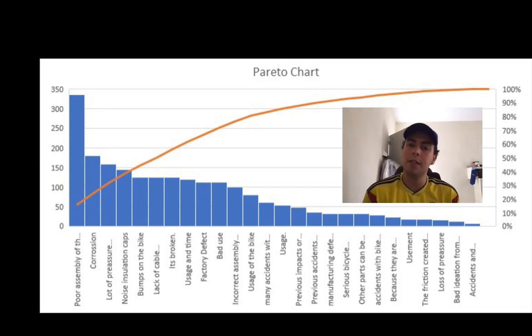Taking into consideration the analysis made in this activity, we can now use a graphic tool to model and prioritize the few causes that are generating the common effects that can lead to a failure of the bike. For this analysis, we use the Pareto diagram, which shows us the main causes of the failures on the bike, which are, first, the poor assembly of the bicycle parts, also corrosion, a lot of pressure applied to the tire, noise, insulation cams, bumps on the bike, lack of cable maintenance, usage, and time. Considering these main causes, we can now focus on them to reduce 80% of the effects on the performance of the bike by implementing these actions mentioned in the PFMEA and delegating responsibilities to the actors involved.